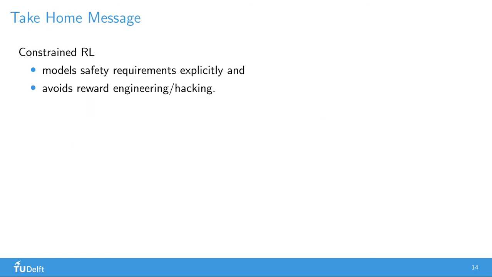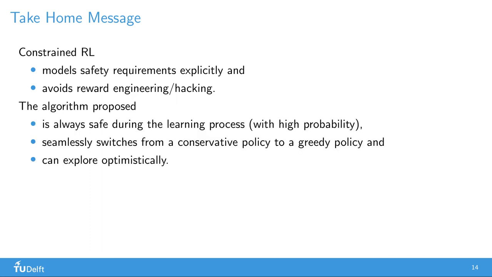Constrained reinforcement learning is an interesting approach for safe reinforcement learning because it models the safety requirement explicitly, avoiding the issue of defining a reward function that balances safety and performance. The algorithm we proposed exploits some prior knowledge about the safety dynamics of the environment to ensure safety during the learning process. It seamlessly can switch from a conservative and safe policy to a ground policy that has potential to reach optimality. Finally, this algorithm can still explore optimistically.